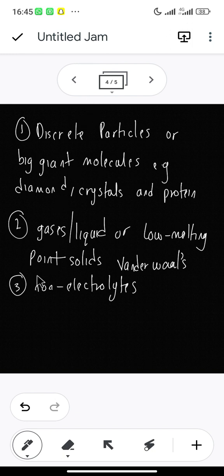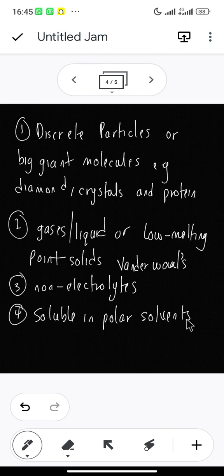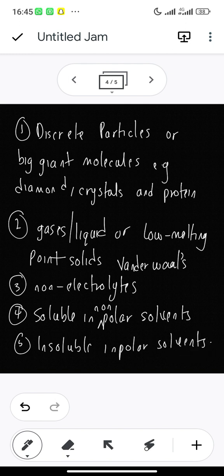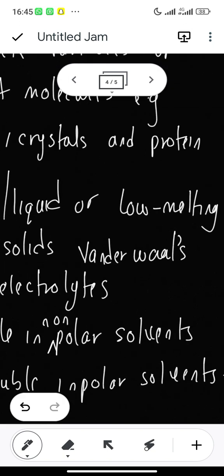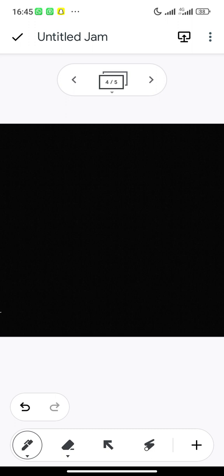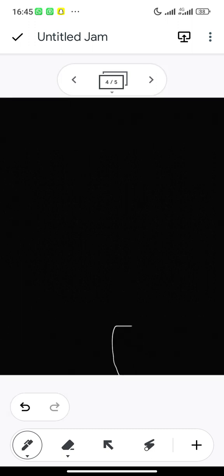Now, the fourth property or characteristic is that they are soluble in non-polar solvents. And the fifth is they are insoluble in polar solvents. I'll give you an example of polar solvents; we're going to talk about that in the next video. Now, that is basically just the properties of the covalent compounds.